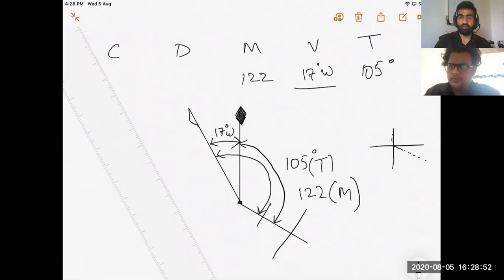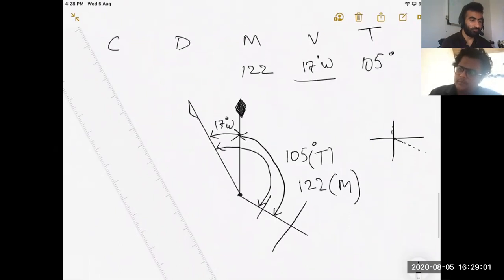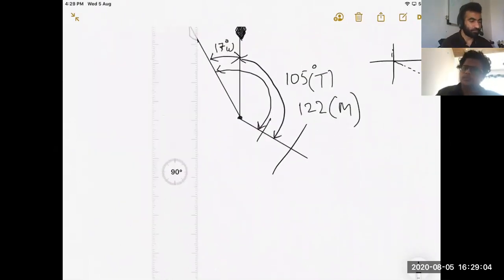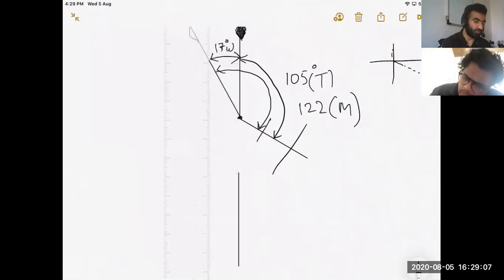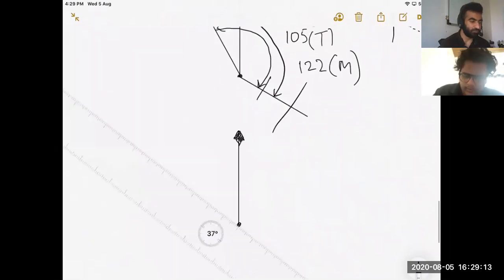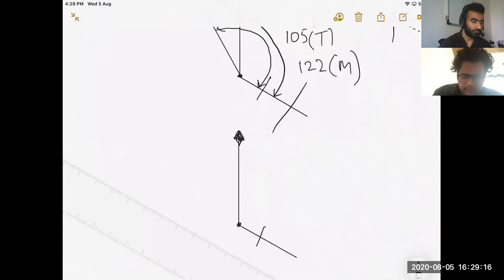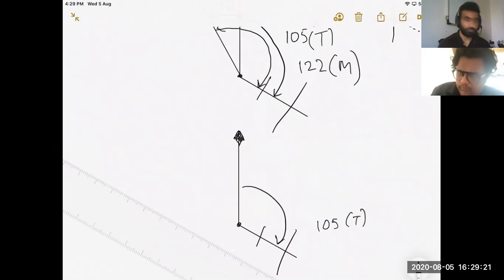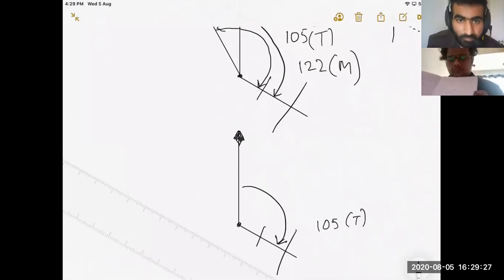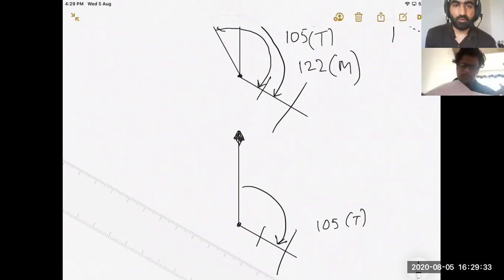Now the direction of the aircraft relative to true north is 105 degrees. Second question. Below this, make another diagram. True north will be, true heading 105 degrees. Show me what you have made. First, show me the aircraft. Yes, I have made the same. Good.